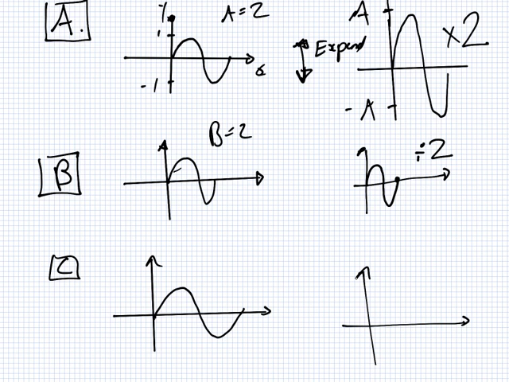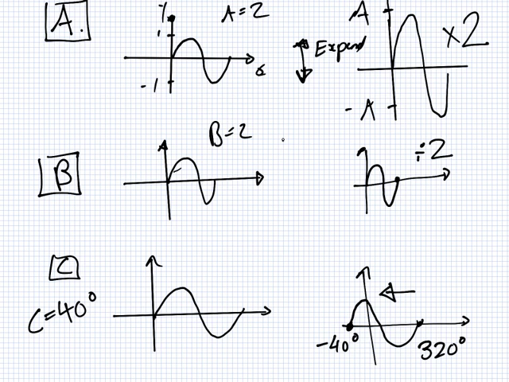It moves left, correct. So the c actually moves the graph to the left. So for example, if the c was, let's say, 40 degrees, then this point here now is minus 40, and this point here will be 320. I should write down these verbs. This is contract.